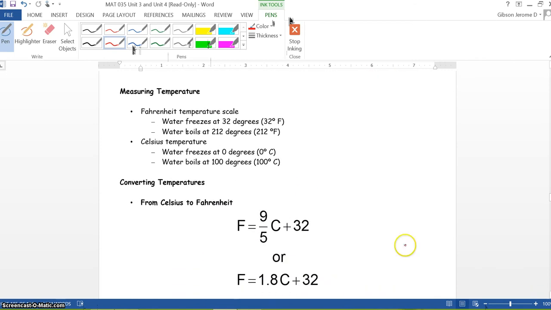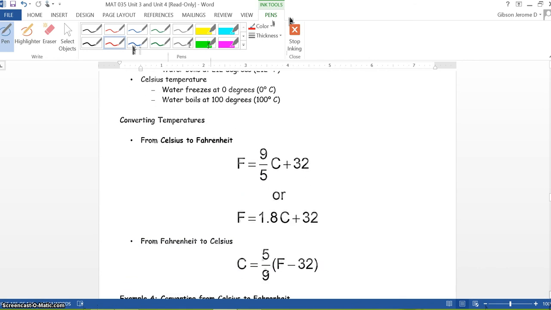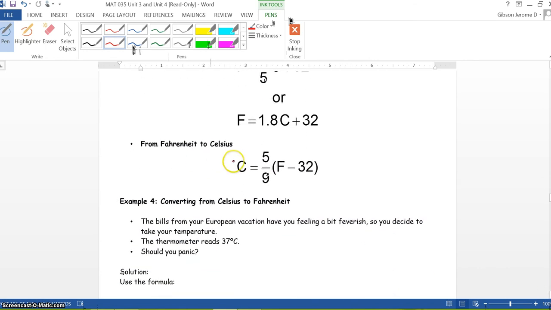Now we come to measuring temperature. Fahrenheit temperature scale. Water freezes at 32 degrees Fahrenheit. Water boils at 212 degrees Fahrenheit. Celsius temperature. Water freezes at 0 degrees Celsius and water boils at 100 degrees Celsius. Converting temperatures from Celsius to Fahrenheit, and then we also have it from Fahrenheit to Celsius.